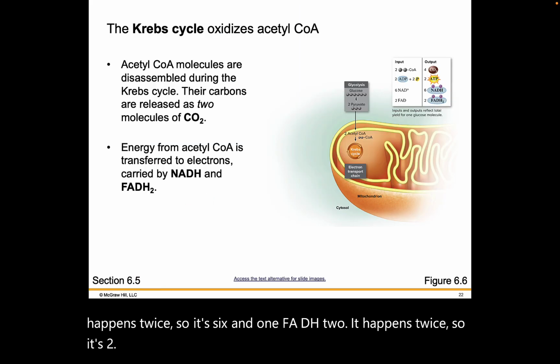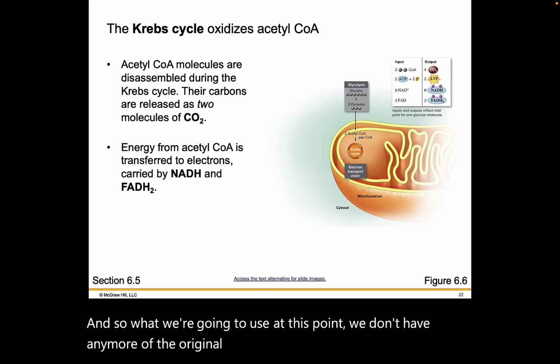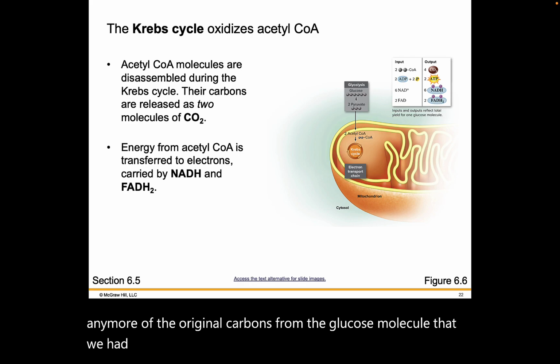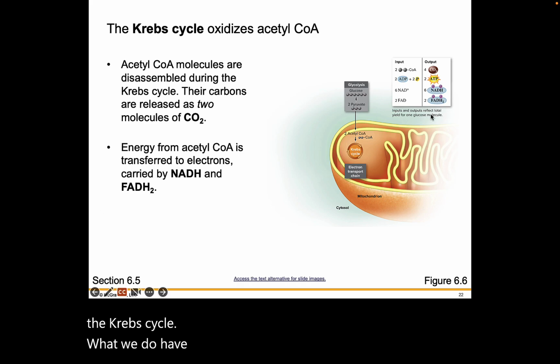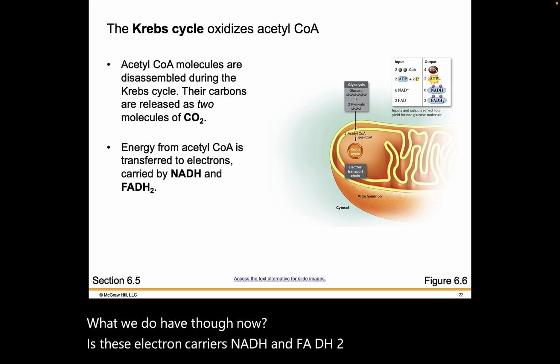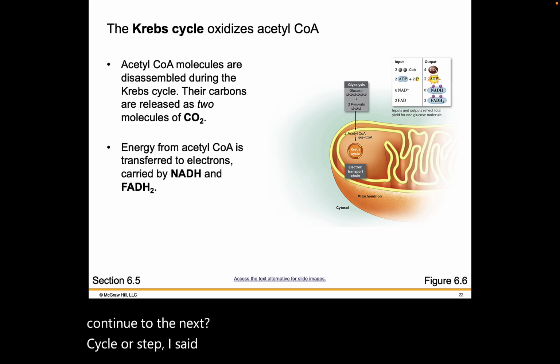And so what we're going to use at this point, we don't have any more of the original carbons from the glucose molecule that we had, right? Because whatever's left over will continue to cycle in the Krebs cycle. What we do have, though, now is these electron carriers, NADH and FADH2. And that's going to continue to the next step. I said cycle, I apologize, to the next step.